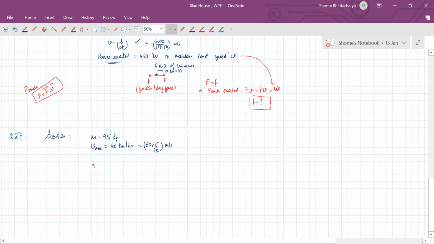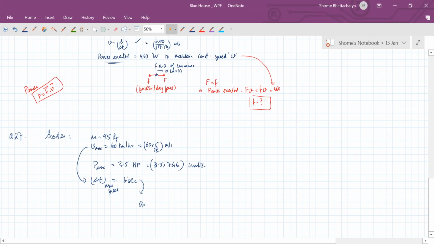Maximum engine power is 3.5 horsepower, multiply by a factor of 746 to get the power in watts. Okay. Time to get to maximum speed, pickup time, is 5 seconds.